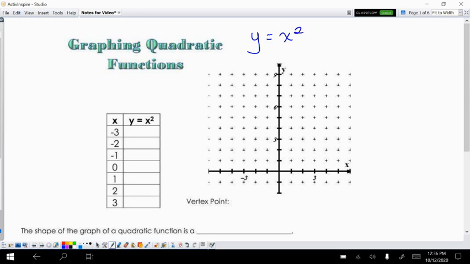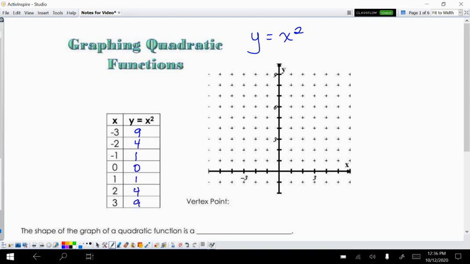And a great way to come up with a graph is to construct a table of values, and that's what we have here to the left. These are some x values that we can plug in. That will give us some y values that we can plot. Negative 3 squared is positive 9, negative 2 squared is 4, negative 1 squared is 1, 0 squared is 0, and then we go back up.